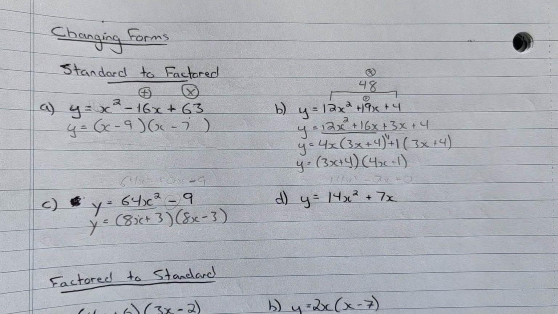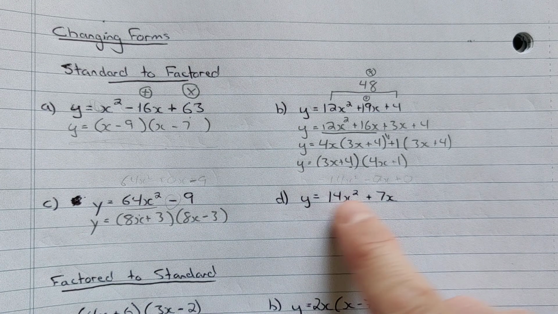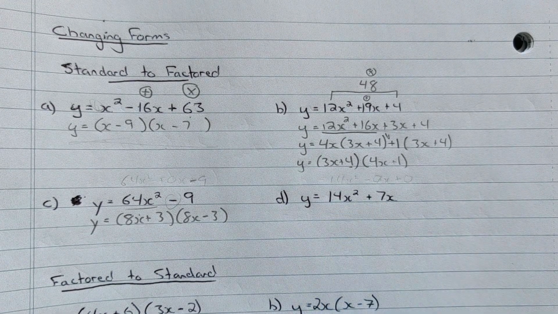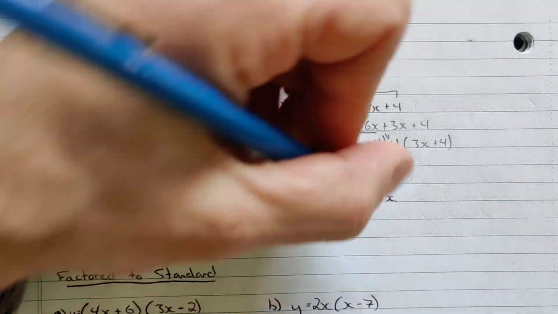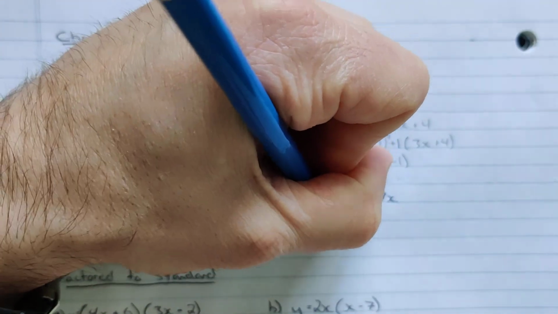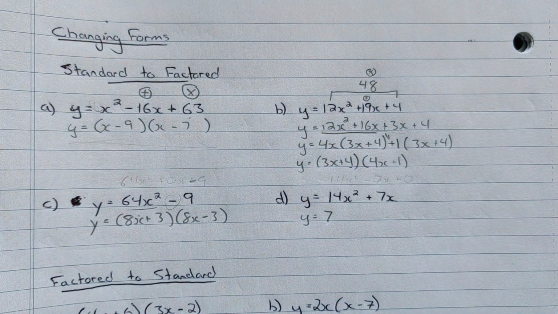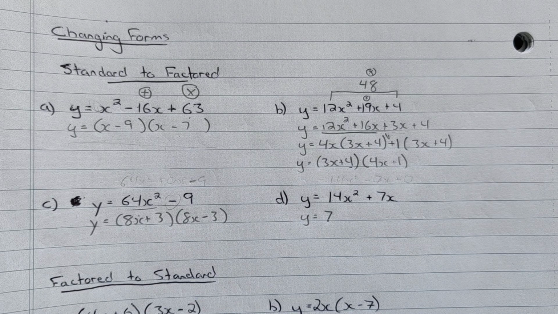Next one. There's a plus in between, so we're definitely not doing any difference of squares. And the last term and the first number, the coefficient, are not perfect squares. So what do we do? Well, if we look at 14x squared plus 7x, 14 and 7 are both divisible by 7. That's a common factor, so we can divide both by 7. And then x squared and x, they both divide by x. X is our next common factor.